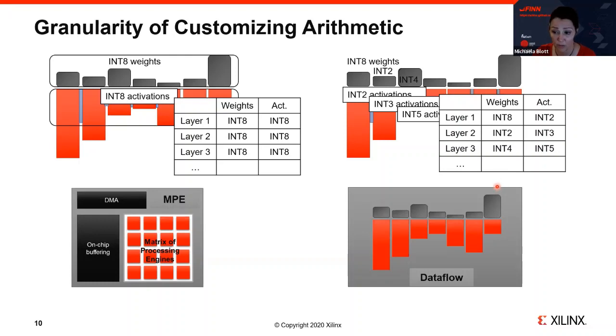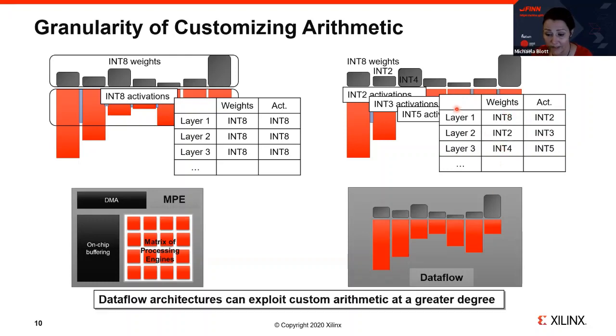So I can have different precisions not only between weights and activations, but also between the layers. And while this again is simplifying the actual truth, the general point is that with data flow architectures, you get a much finer granularity in customization, which allows you to exploit customized arithmetic to a much larger degree than you can with MPEs.